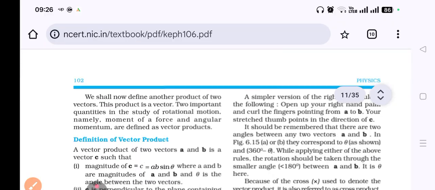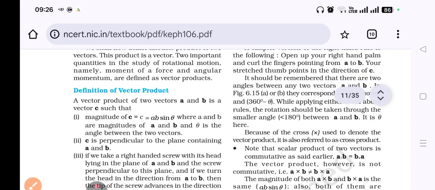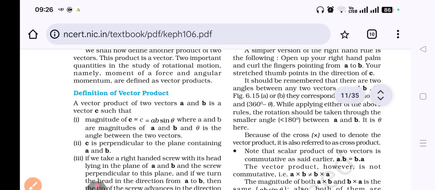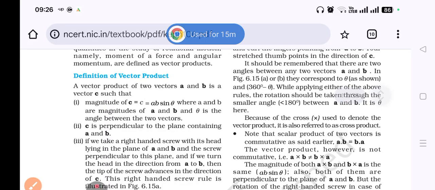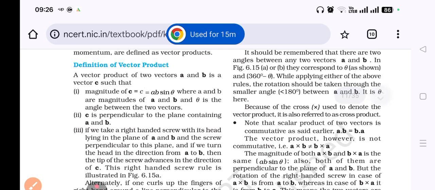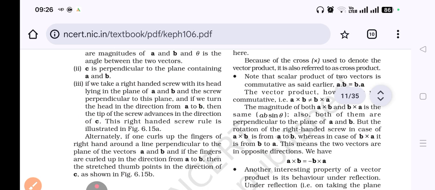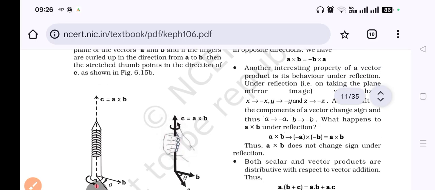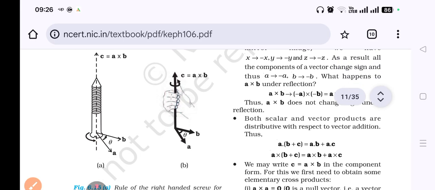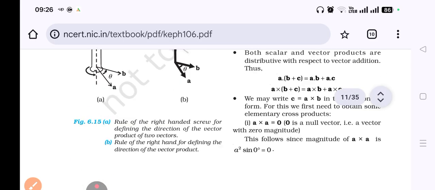Now, the vector product of two vectors, I already told you about it. When two vectors are multiplied, what we get is a vector. And what is the vector product? A cross b is equal to the magnitude of a, times the magnitude of b, times sine theta, times n cap, which is the unit vector perpendicular to the plane containing the two vectors.